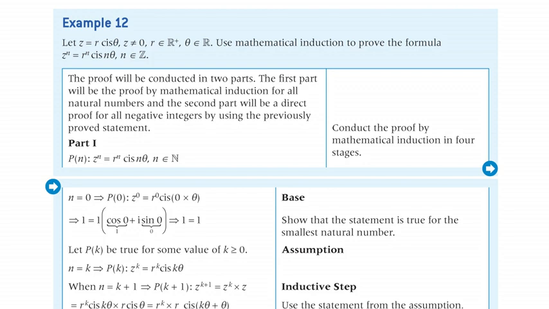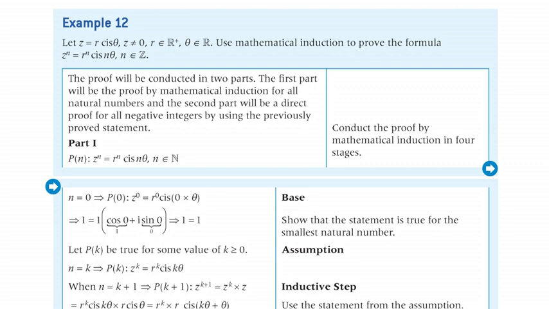Rewrite the polar form in Cartesian form and use the values of sine of 0 and cosine of 0. Implies 1 equals 1 multiplied by cosine 0 plus i sine 0, implies 1 equals 1. The statement is true. Therefore, the formula works for n equal to 0.